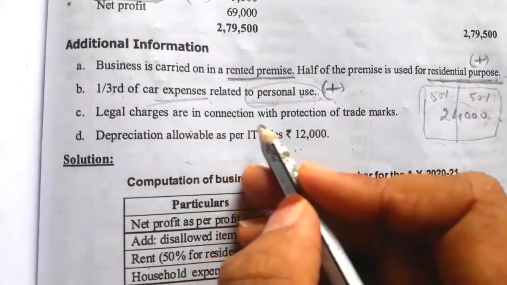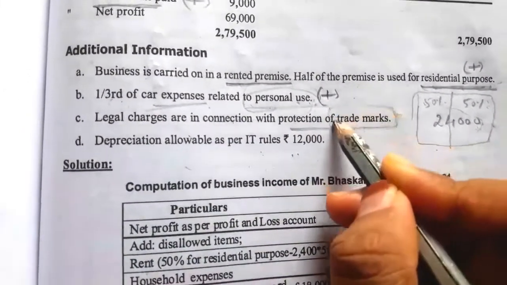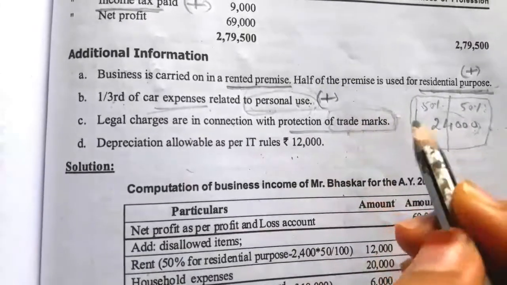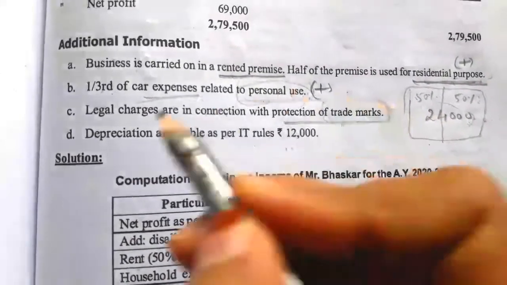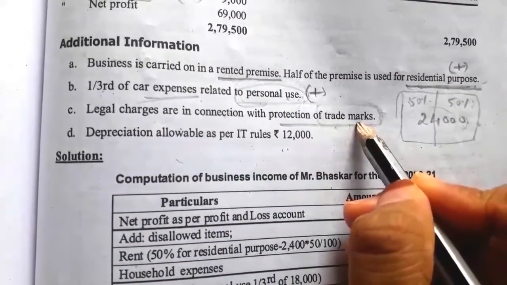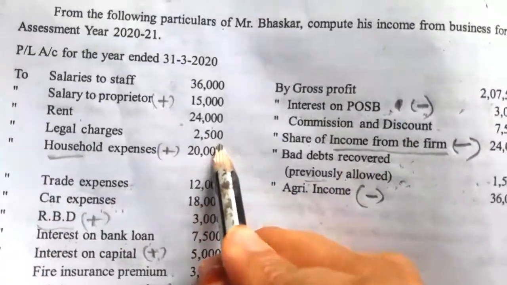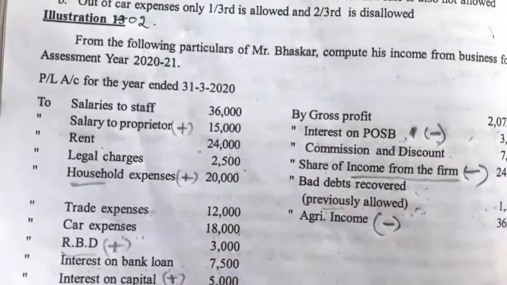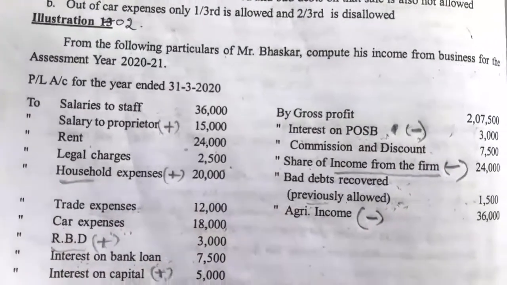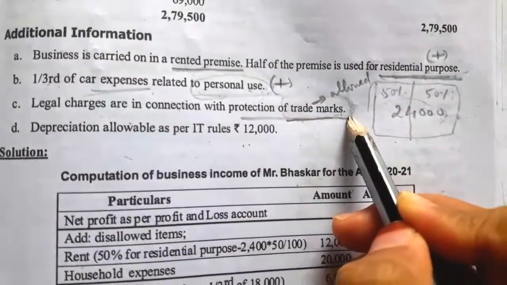Then legal charges are in connection with the protection of trademark. Trademark means it is relating to business. Protecting the trademark of a business is a business expense. So the legal charges relating to protection of trademark are allowed business expenses. So the legal expenses of 2,500 are allowed. If legal charges include protecting against criminal liability, if they give that, then it is disallowed. So protection of trademark is allowed. Remember, protection of trademark is allowed.